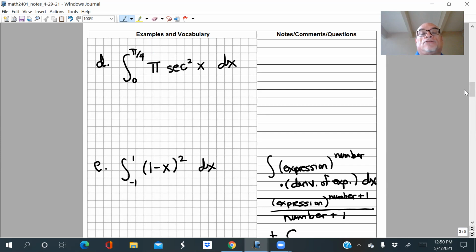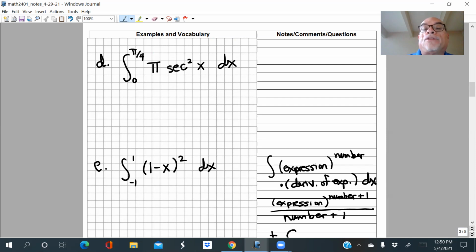So again, these are just definite integral problems. We want to evaluate this definite integral. Here we have a trig function, however, so that may make things a little bit trickier. We want to find the area between this curve, pi times secant squared of x, from 0 to pi over 4. It may turn out to be positive, negative, or 0. Sometimes you get areas that turn out to be 0 because the positive and negative parts of the area exactly cancel each other.